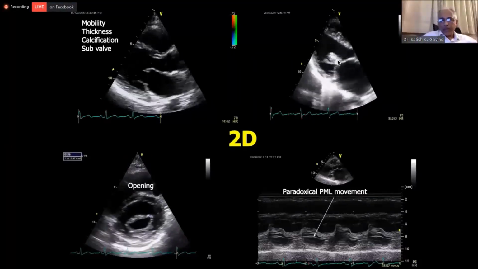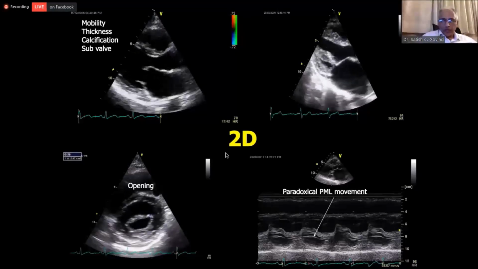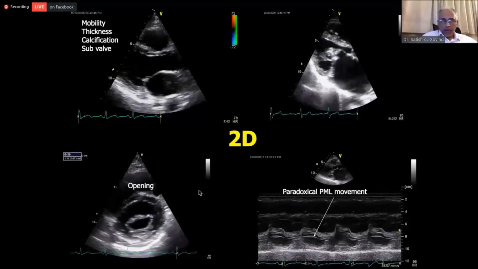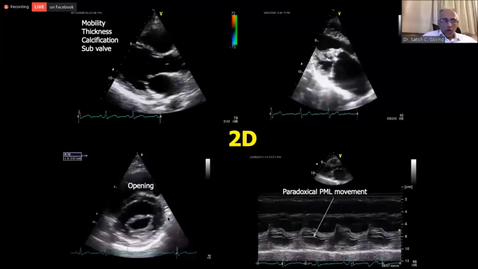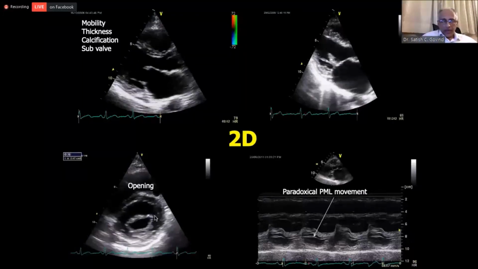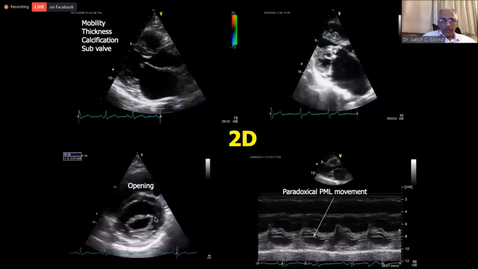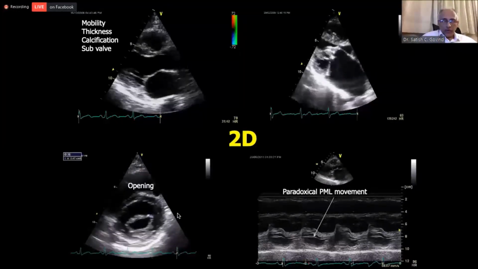The subvalve is not easy, but you need to look at views in terms of the long axis and then a little bit of off axis, foreshortening, and going off axis in the four chamber also. Opening of the valve is best seen, especially in the short axis, to look at the commissures and the calcification, which was not seen in the other views.